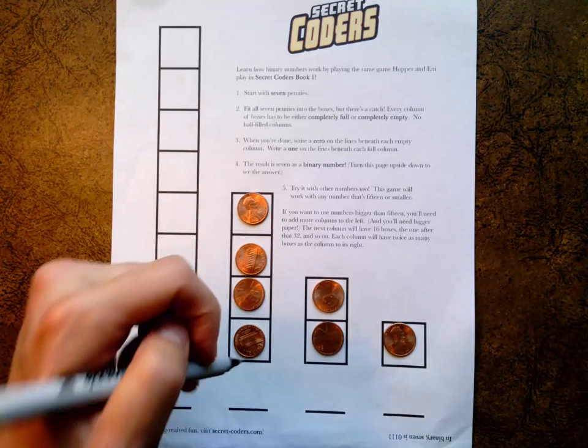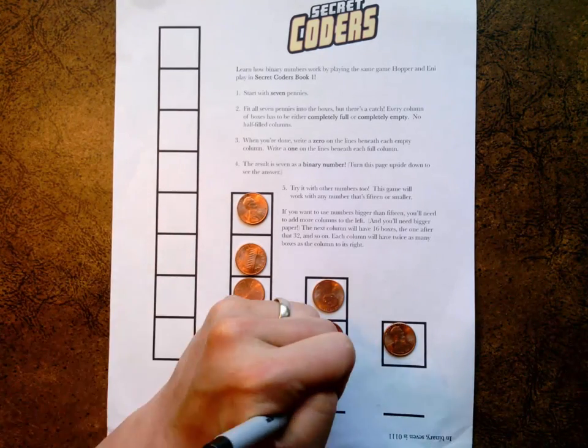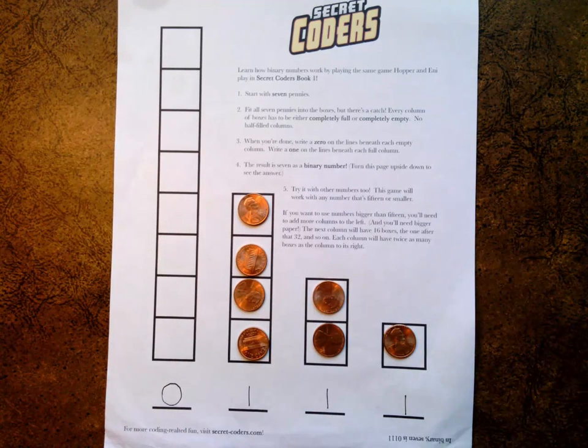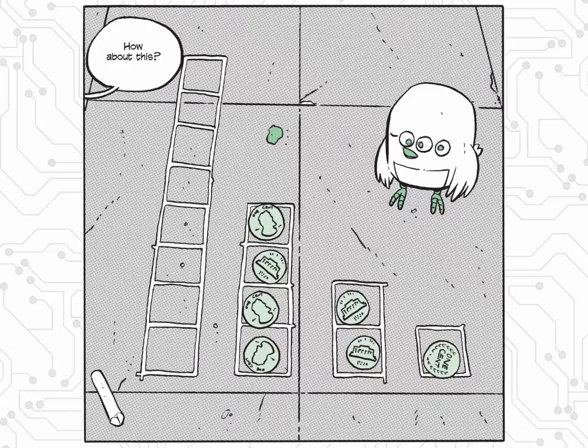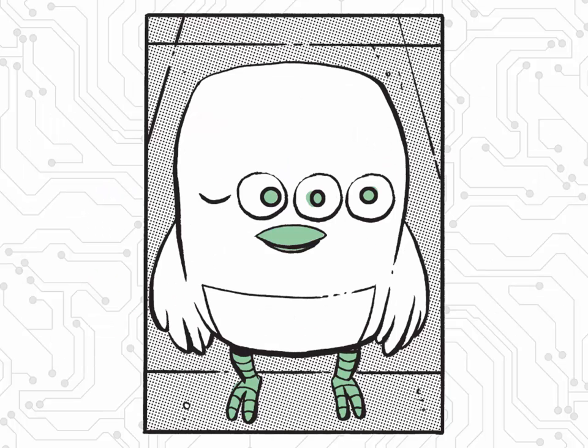What I'm going to do now is under every empty column, I'm going to write a 0. Under every full column, I'm going to write a 1. This means that in binary, 7 is equal to 0, 1, 1, 1, or off, on, on, on. In the book, Hopper gets the same solution for 7 as we did. She realizes that 7 and 0, 1, 1, 1 or off, on, on, on, or in the case of the birds, closed, open, open, open, are all the same thing. So the bird really is showing 7 with its eyes.